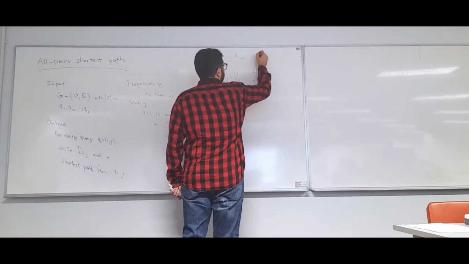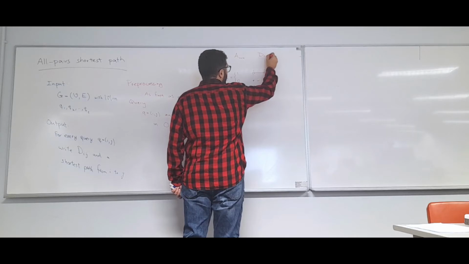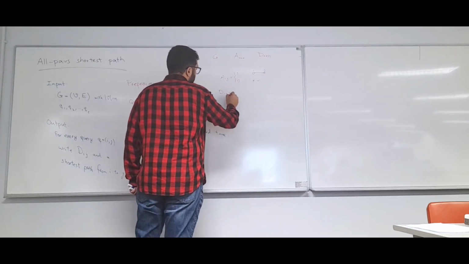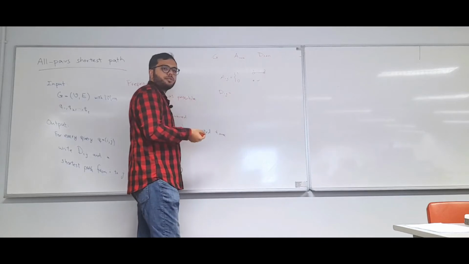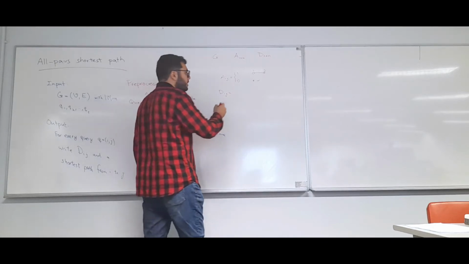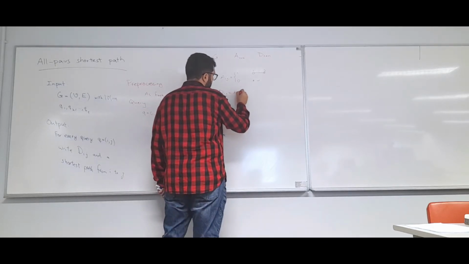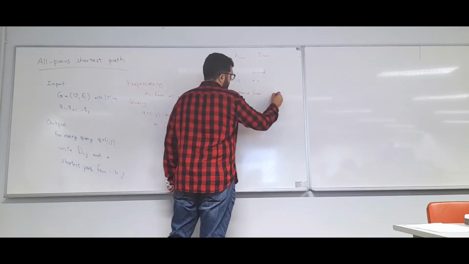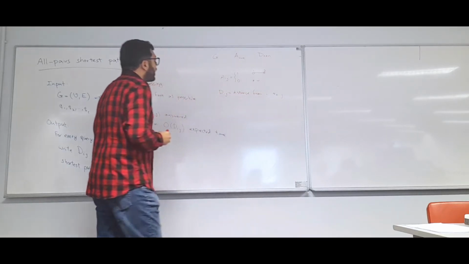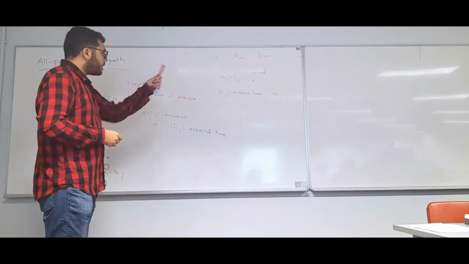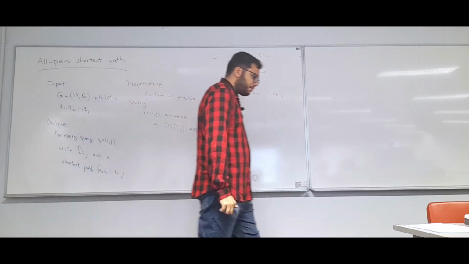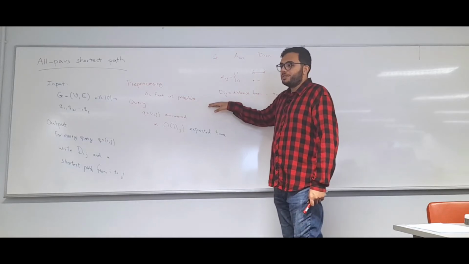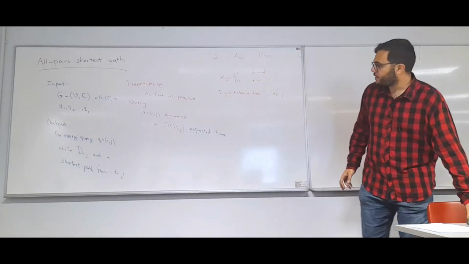And what do I want to find? I want to find a matrix D, which is also n by n. And basically, I want D_ij to be the distance or the length of the shortest path from i to j. So D_ij is distance from i to j. Now, so I'm given A in the input. I want to compute D. And of course, I want to do it in faster than n cubed, because n cubed was what we had already.